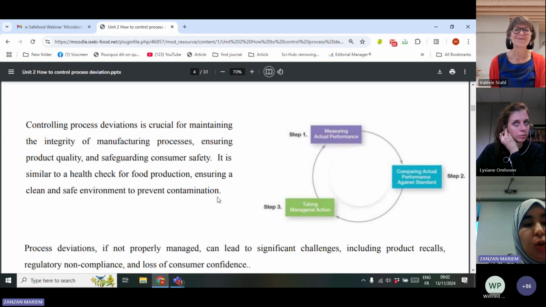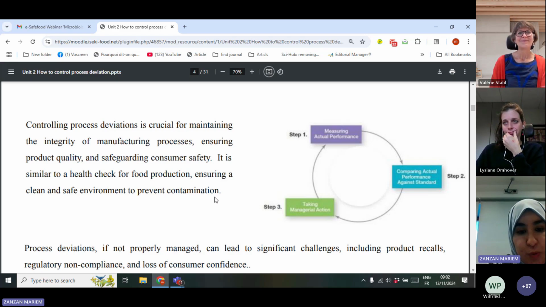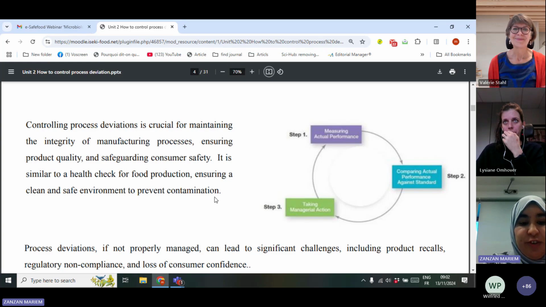Controlling process deviations is crucial for maintaining the integrity of the manufacturing process, ensuring product quality, and safeguarding consumer safety. Let's think about it as a routine health check for food production. As we know, a checkup is vital for our health. The same, controlling process deviation ensures a clean and safe environment to prevent contamination.